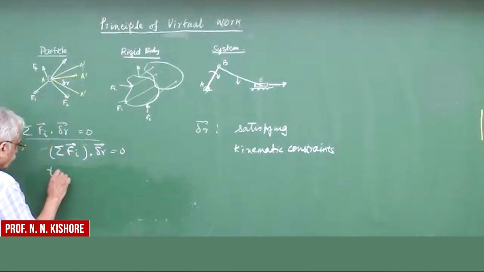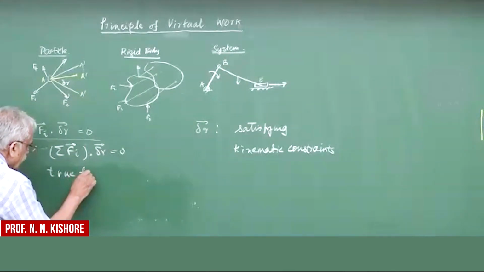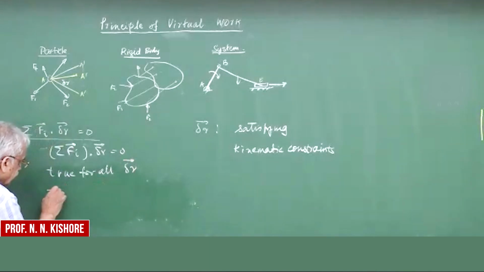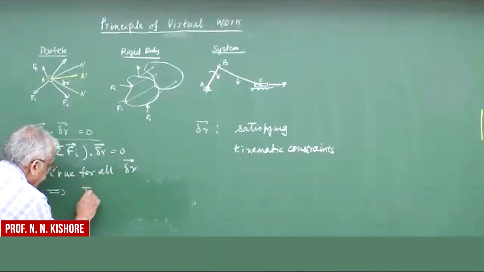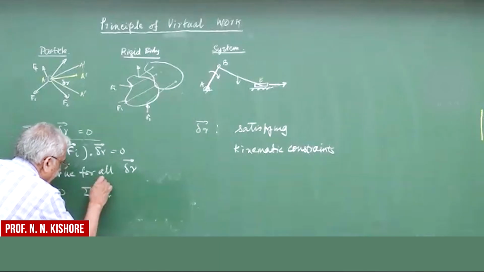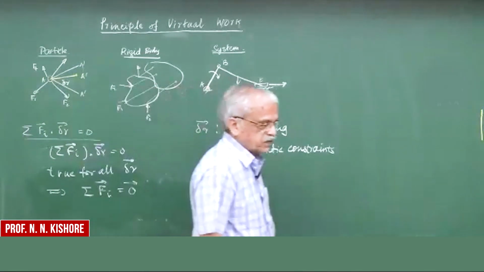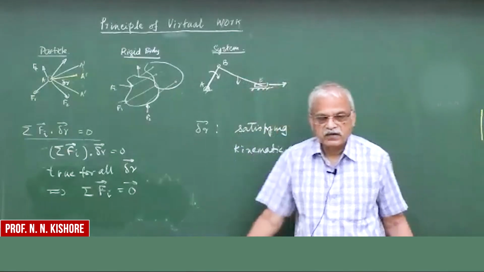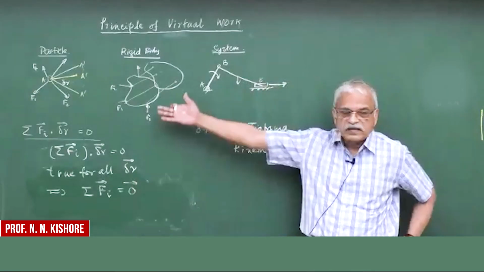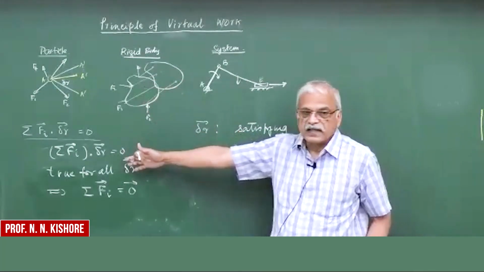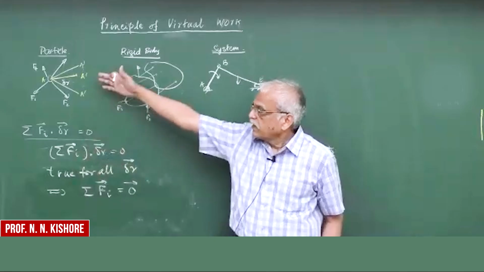So if it is true for all delta r, then that means that sigma fi has to be 0. Which is very trivial from the point of view of what we know already. So that means that this virtual work principle does not really give any special advantage as far as a single particle is concerned.